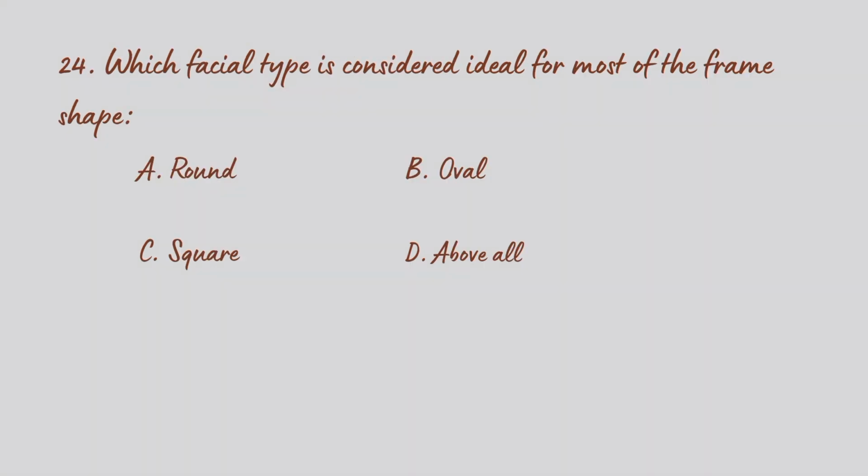Next question. Which facial type is considered ideal for most of the frame shape? Option A, round, option B, oval, option C, square, and option D, above all. Correct answer is option B, oval.